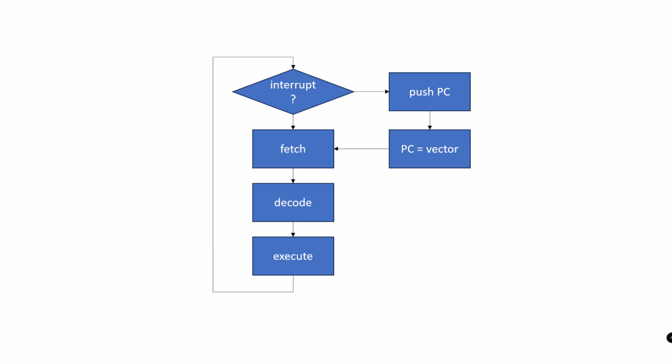The CPU needs to look for interrupts as it executes. So, before fetching the next instruction, it can check for an interrupt. If there is an interrupt, it will save the program counter and set the program counter to the address of the driver. It can then go in and execute. If there is no interrupt, it simply fetches, decodes, and executes the instruction that's pointed to by the program counter.